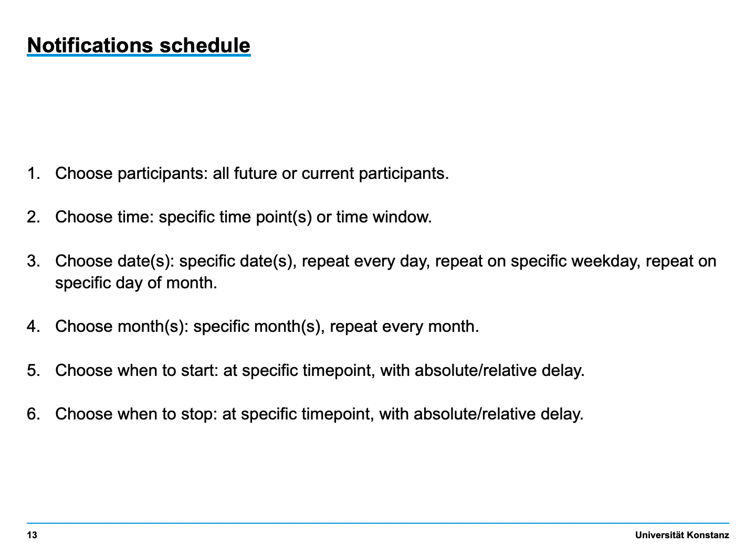And it could be a specific time point or a time window. With respect to the date or the month, you can select a particular date or create a repeating notification. The last options allow you to customize when to start and when to stop sending notification. It can be again a specific time point or the time that can be selected with respect to each participant.